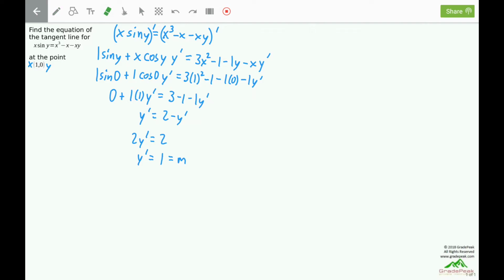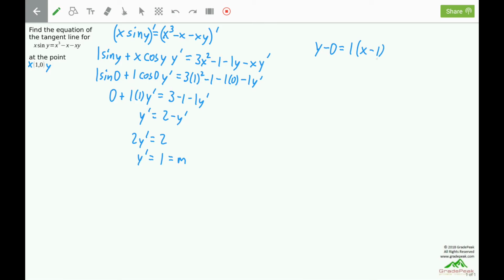So we now have the slope and the point. We can set up the equation of the tangent line using the point-slope formula. y minus the y coordinate of the point, the y coordinate's right here, y minus 0 equals the slope, which is 1, times x minus the x coordinate, which is right there, x minus 1.